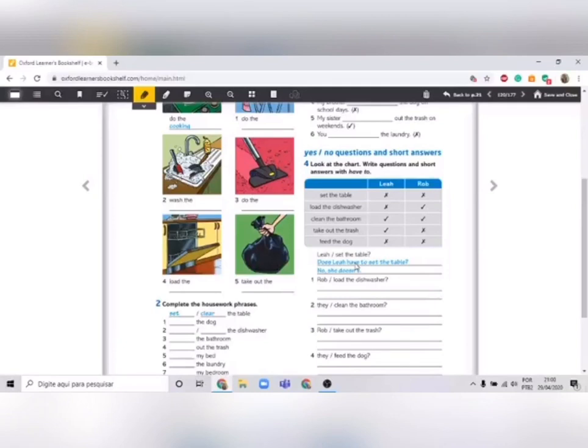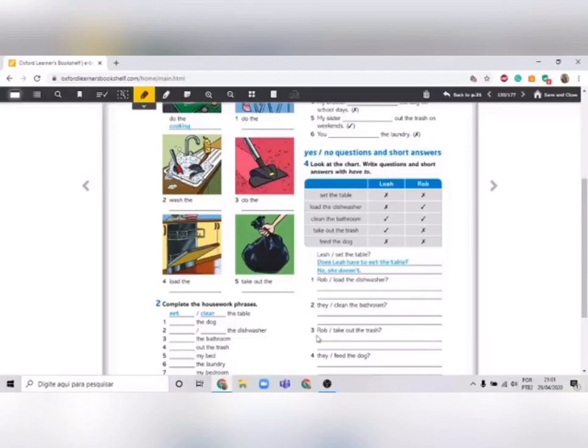Okay? So, number 1 about Rob and load the dishwasher. Load the dishwasher, it's a check. So, the question is, does Rob have to load the dishwasher? The answer is yes, he does, because we are using short answers. Number 2, they, both Leah and Rob, about cleaning the bathroom. Clean the bathroom, both is a check. So the question is, do they have to clean the bathroom? The answer is yes, they do.